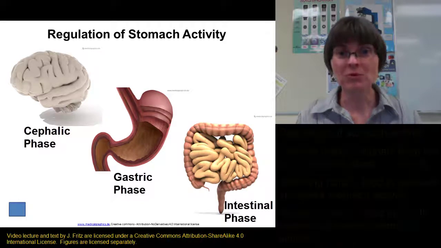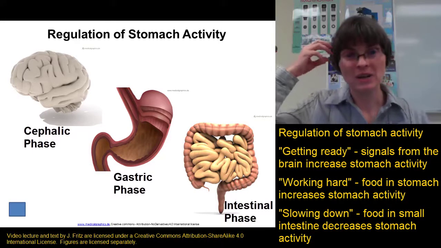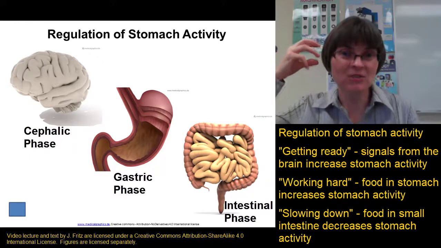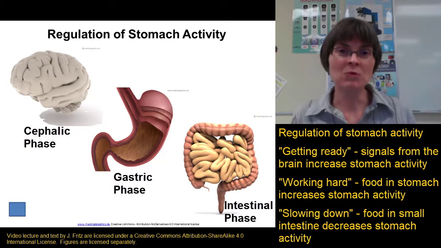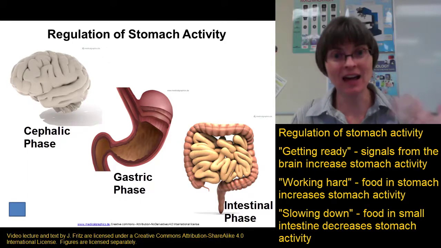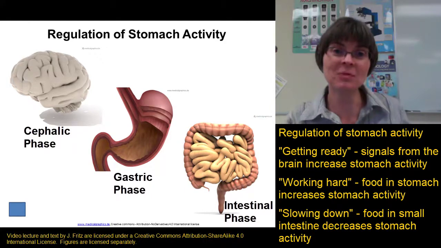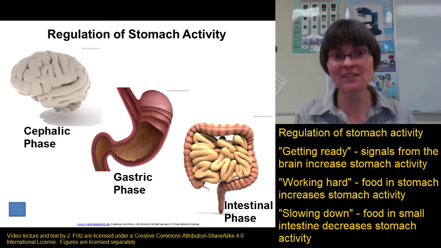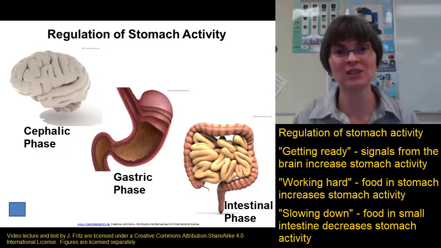So if we review the activity, we start with the getting ready, where we see or smell or taste food, and that sends a signal to the stomach to start secreting and moving. We move from there into the working hard phase, where we are moving the stomach a lot and having a lot of secretion. And then once we start moving food out of the stomach, we go into the intestinal phase, where we're going to be reducing stomach activity so we don't push too much in at once.